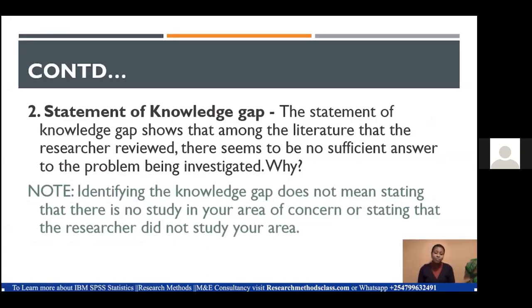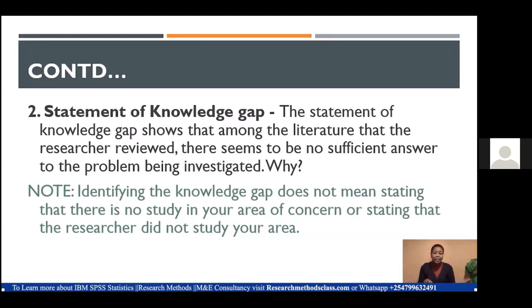The second statement, or the second paragraph, is the statement of knowledge gap. And this is where many students have a problem. Identifying the knowledge gap does not mean stating that the author you have read or quoted did not do A, B, C, D, or stating that there is no literature on your area of concern. Then how did you write the background? How will you do the literature review if there is no literature to support your problem?